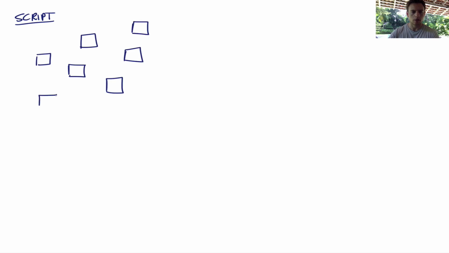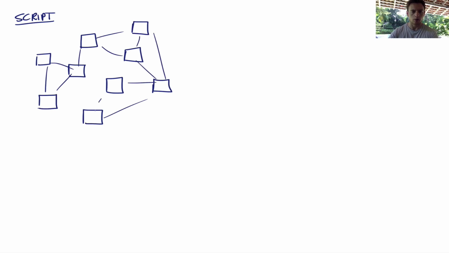Okay, so what is script? What's this little lightweight programming language called script? Well, it's a programming language that runs on every single node in the Bitcoin system. Every single node that listens and propagates Bitcoin transactions. You've seen these in previous videos. It's a little mesh. Each node is connected to one or more other nodes on the network, just like a peer-to-peer network.